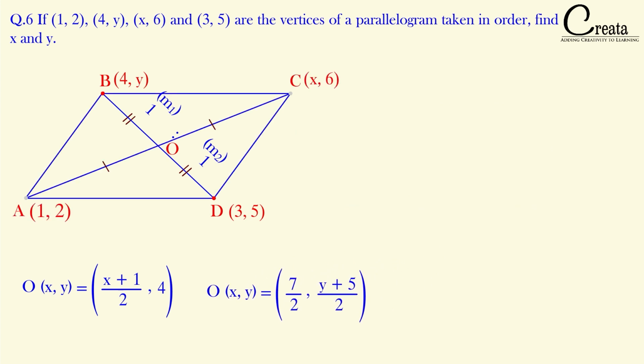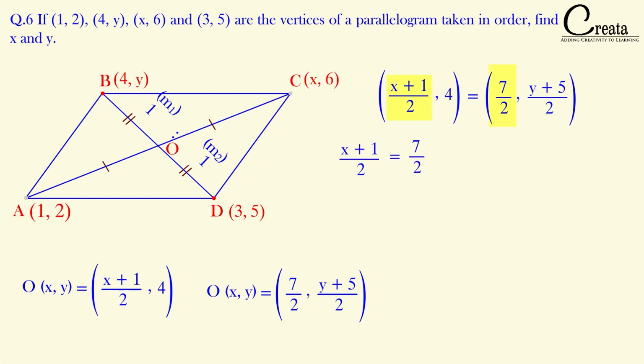Okay, we got the two coordinates of point O. Let's equate both of these coordinates. So firstly, let's solve for x. We got (1 + x)/2 is equal to 7/2. On solving, we got x is equal to 6. Similarly, let's equate the y coordinate. On solving, we got y is equal to 3. Okay, we got the value of x as 6 and y as 3. That is the answer of the question.